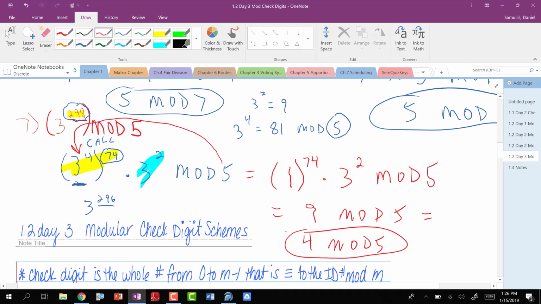I really don't like how they do that. I should say 9 mod 5 equals 4 mod 5. Sometimes I write 9 mod 5 equals 4, and then they just stop.